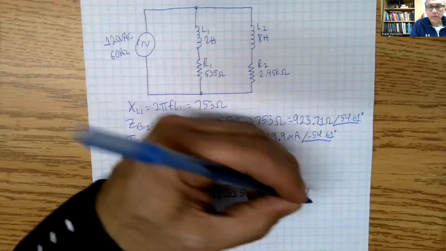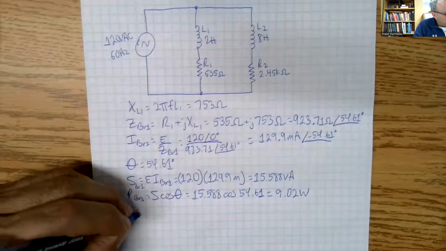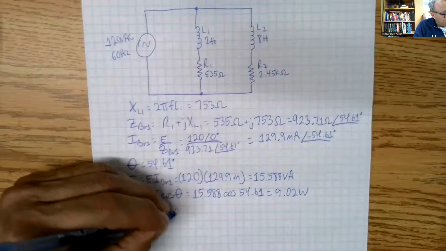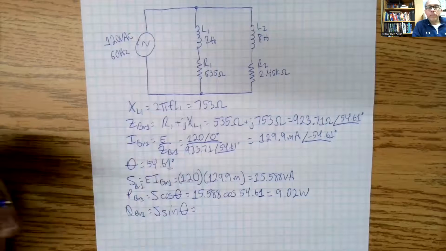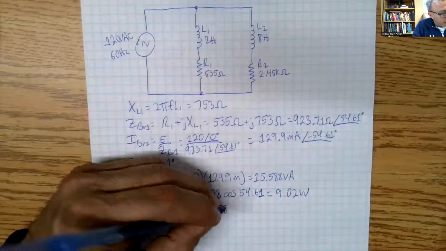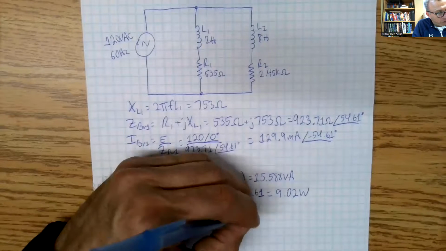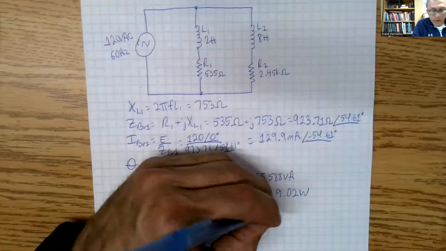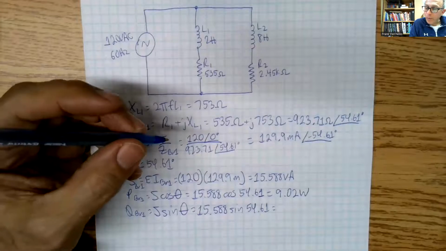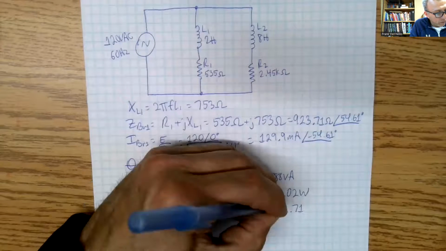And that gives us 9.02 watts. And then Q of branch 1 is equal to S sine theta, which is 15.588 times the sine of 54.61. And that is equal to 12.71 vars.